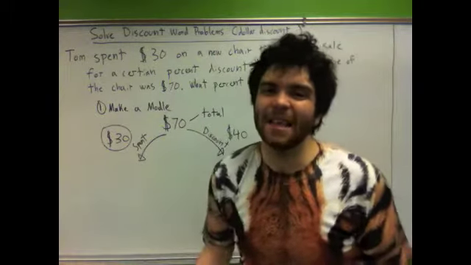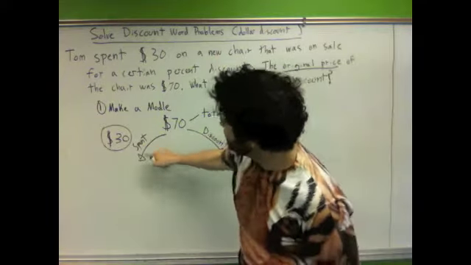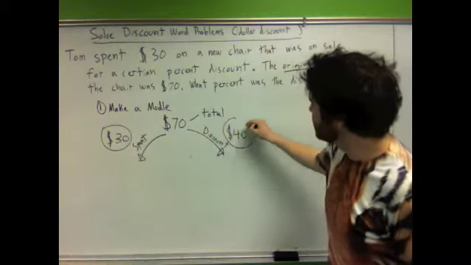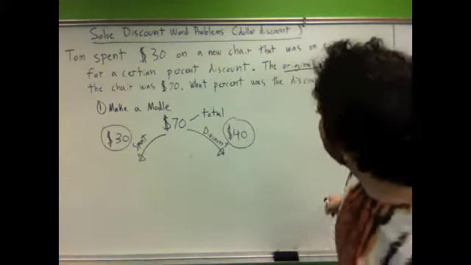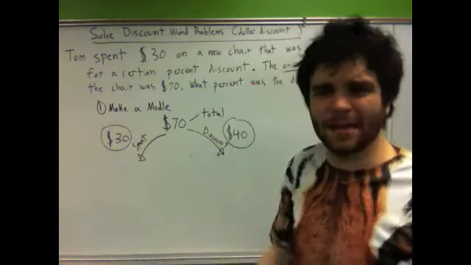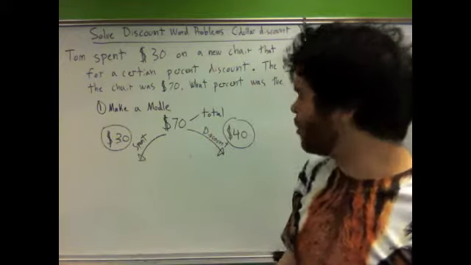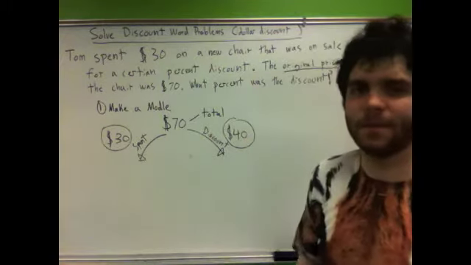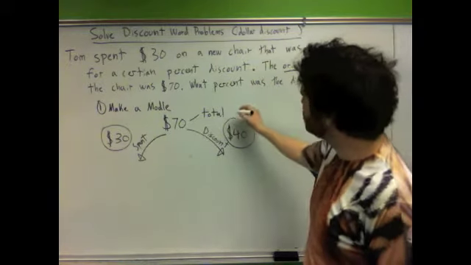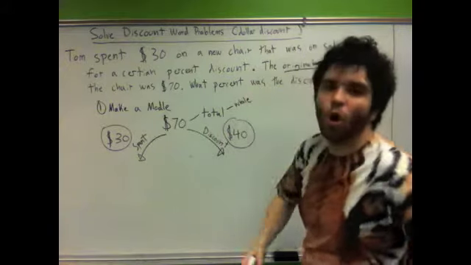So this question is asking me something interesting. It's asking me, well, you know how much Tom spent, so you can figure out how much the discount was. But the question is actually asking me, what percent was that discount? How do you guys think that we could figure out what percent this discount is? Remember, we've got a total, and a total is kind of like a whole. Right? Because that's the whole price.